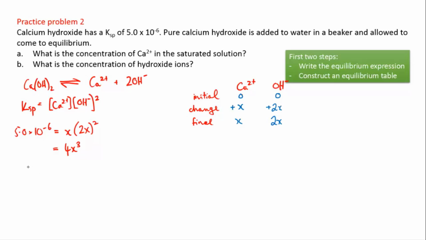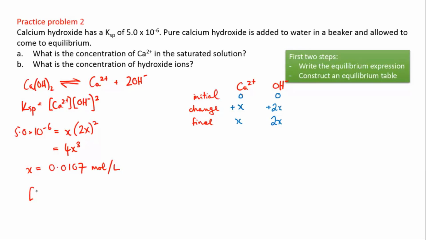And when you simplify that out, you should get that X equals 0.0107. And we're talking about a concentration, so it's moles per litre. Alright, so you should always refer back to your equilibrium table. So our concentration of calcium ions at equilibrium was X. So X equals 0.0107, that's fine. Part B is: what is the concentration of hydroxide ions? In our equilibrium table, hydroxide at equilibrium was 2X.